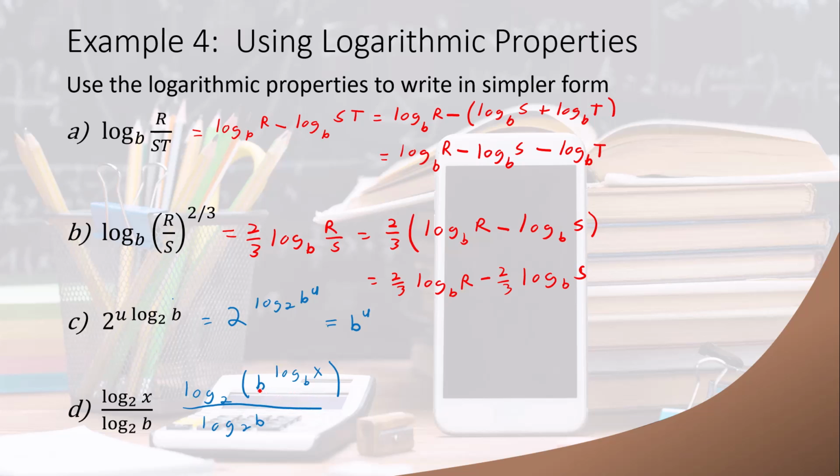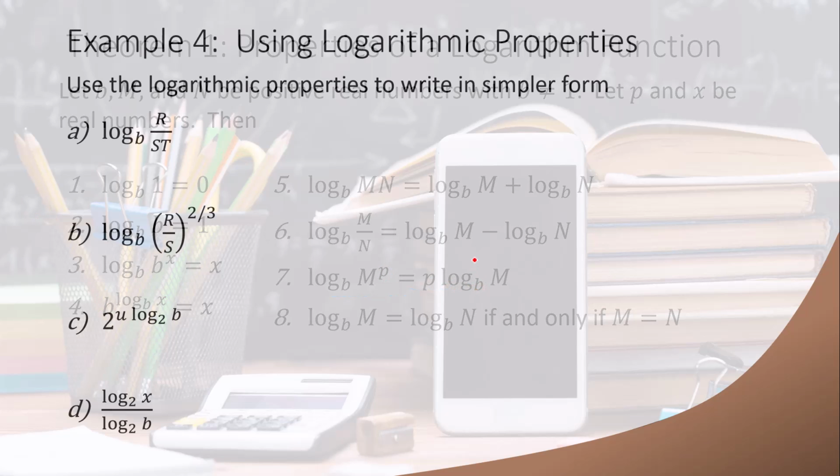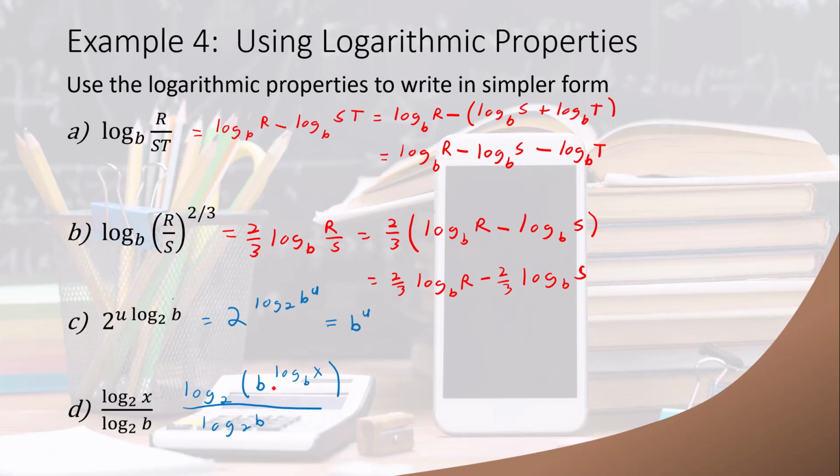Well, notice here that I have b raised to a power. I can use the power property. I can take this power and write it as a coefficient times the log of m, and that's what I want to do here. Here is my exponent. I can write this as this exponent times the log base 2 of b, and that's exactly what I want to do. So I'm going to have the log base b of x times the log base 2 of b.